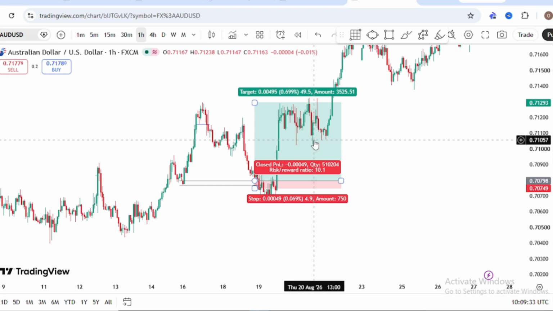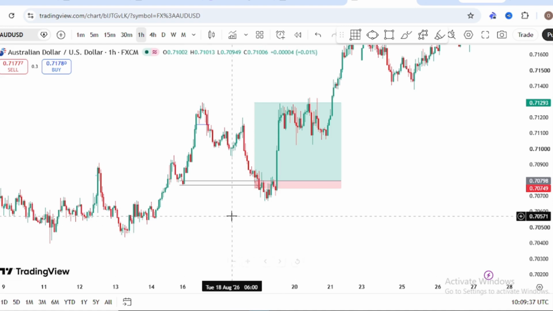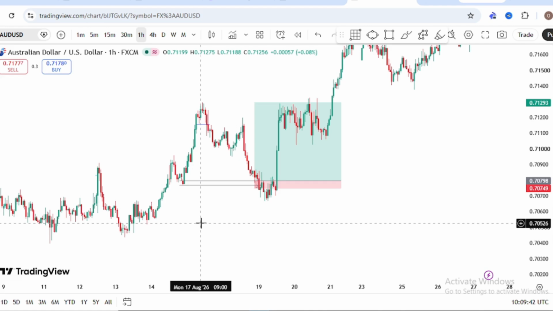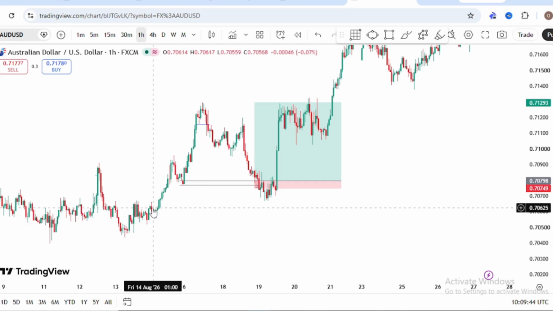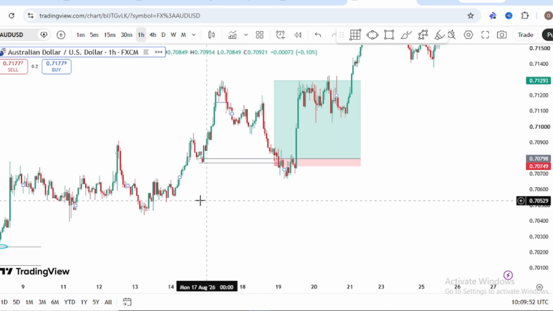Look at this setup. It looks perfect, but still failed. Here is why most smart money concept traders lose, and you will learn the rules that work. Let me show you why this failed.